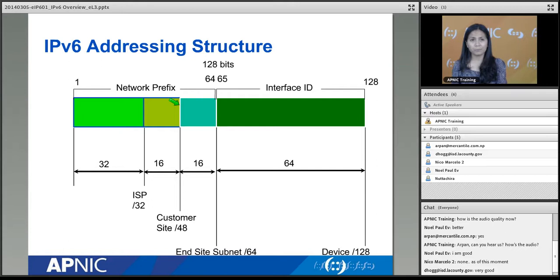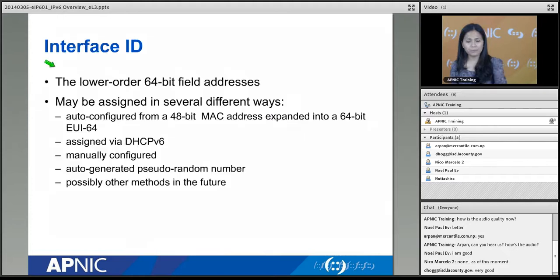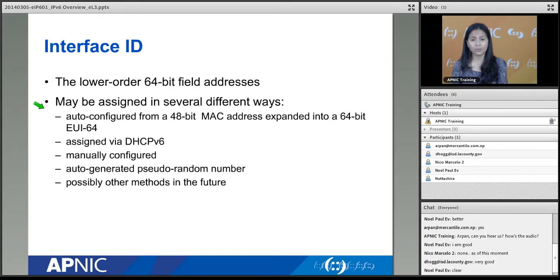Modified EUI-64 is based on the MAC address. Your machine has a unique MAC address. It is 48 bits, not 64 bits. And since we need it to be 64 bits, there's a way, and you don't really do it yourselves, your operating system will do it. It will add FFFE in the middle of your 48-bit MAC address. Then from there, it's modified again because there will be a change in the 7th bit of the 64-bit address that you currently have, depending on whether it is unique or not.